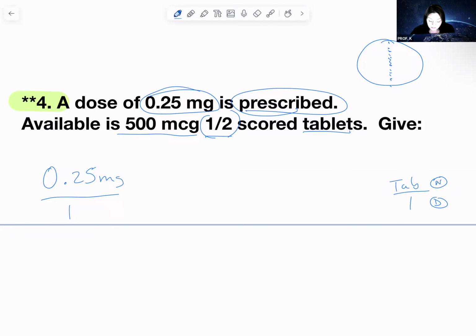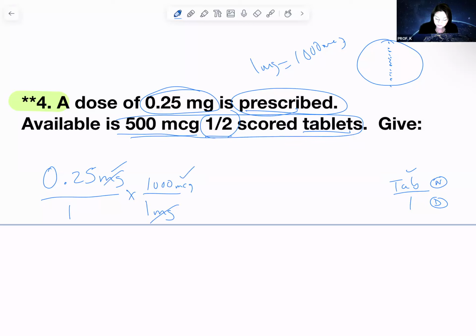So 1 milligram is 1,000 micrograms. And I'm going to use that in my problem. So I got to get rid of milligrams and get the tablet. So I need to get rid of it. 1 milligram is 1,000 micrograms. Beautiful. Got rid of that. Now I got to get rid of micrograms. How do I do it? I'm going to use what's in my problem.